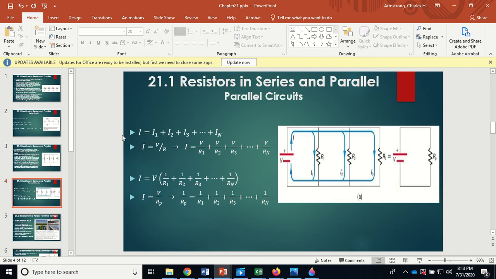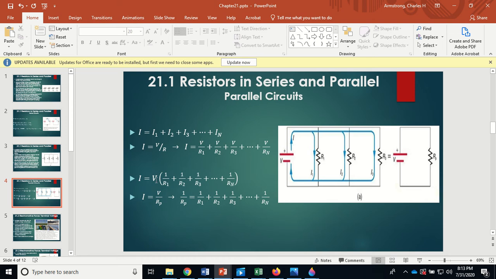So we can add up the currents. The total current has to add up. I1 plus I2 plus I3 has to add up to the current coming from the battery. So the current equals V over R. Now what I do is say, well, the current going through R1 is V over R1. The current through R2 is V over R2, all the way up.